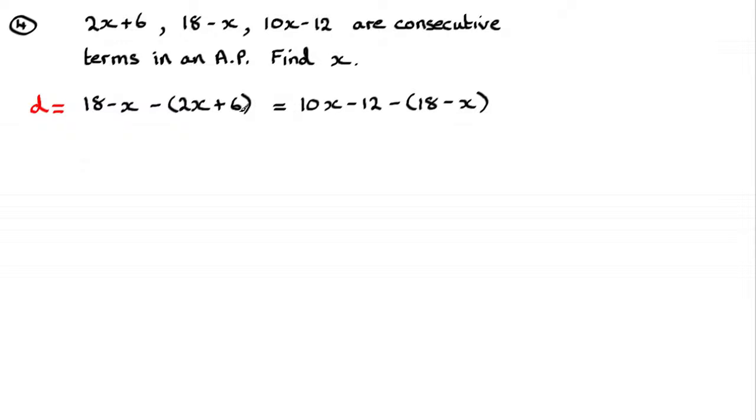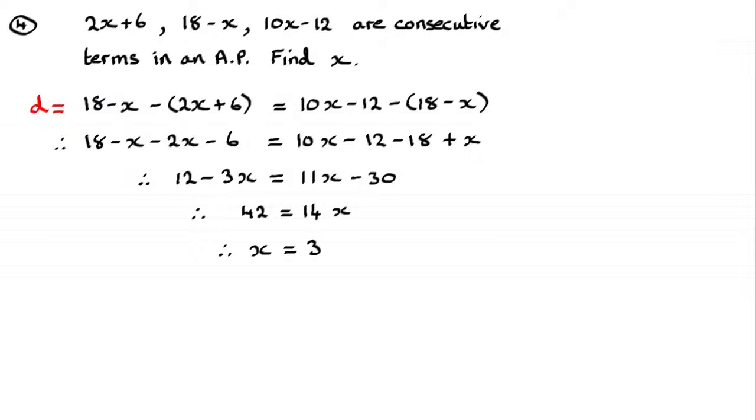Important obviously to write it in brackets here because you've got this negative sign. And it's equal to the difference between these 2 terms, 10x minus 12 minus all of the 18 minus x. So again, it needs to be in brackets. So it's just a question of setting up that equation, solving it for x. So in all, what I've done is just expanded the brackets. You can check that out. Okay, rearrange it, and you should find you get x equals 3.